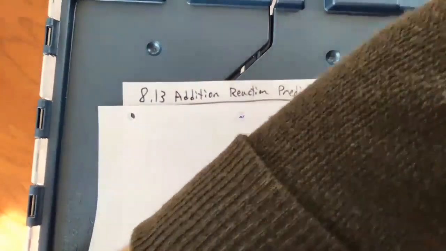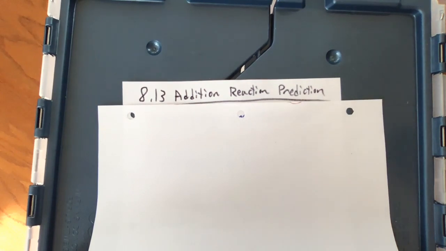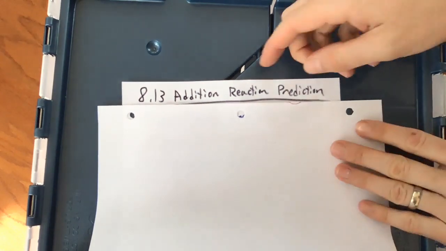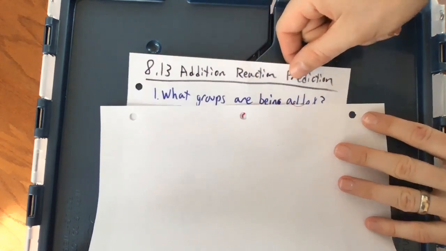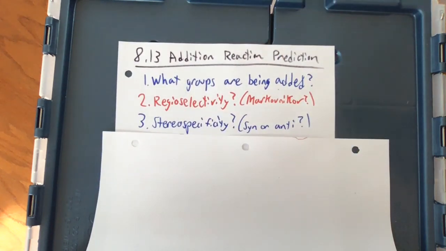This is section 8.13. Section 8.13 is a little helpful section about how to try and predict the products of addition reactions. And in general, they give us 3 steps that we can use to try and figure out what types of products might come from an addition reaction.